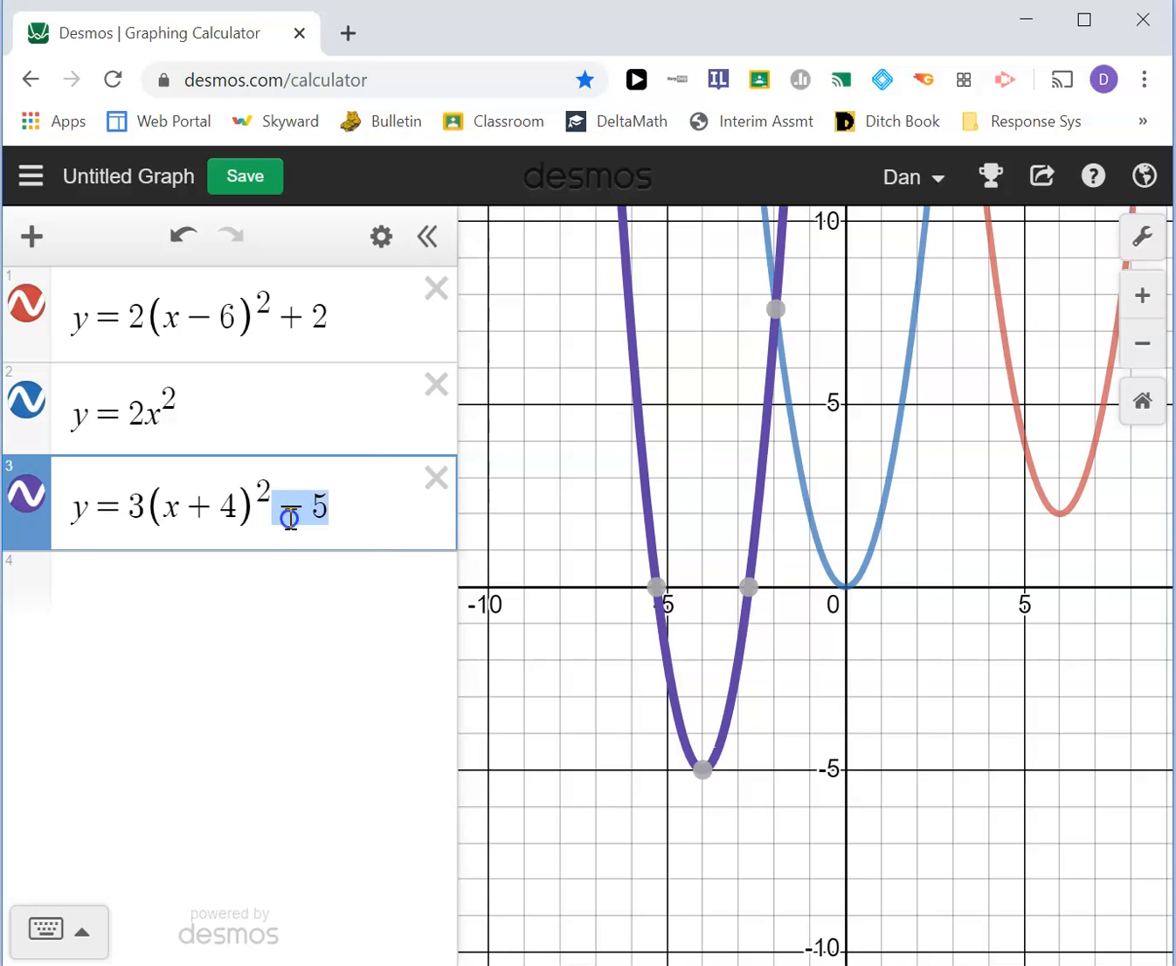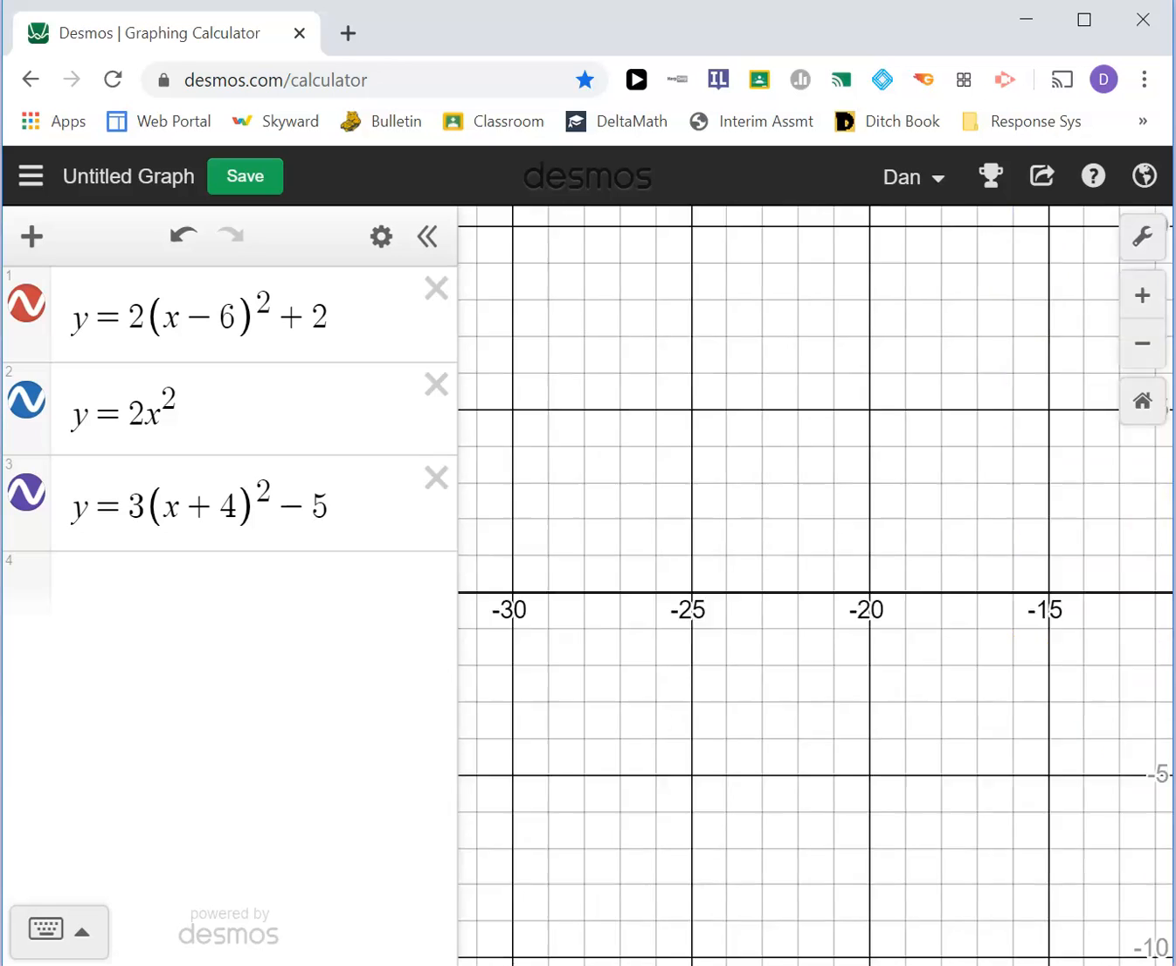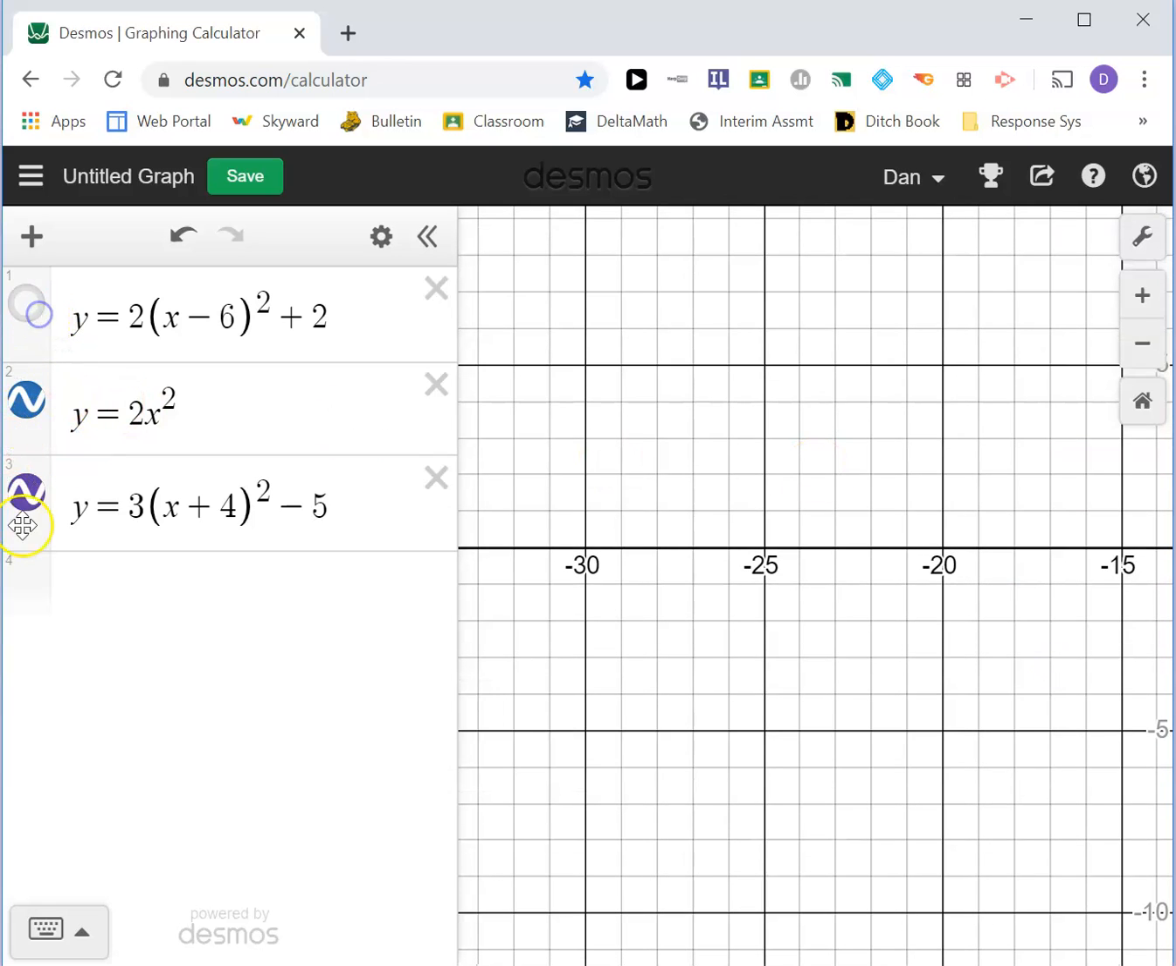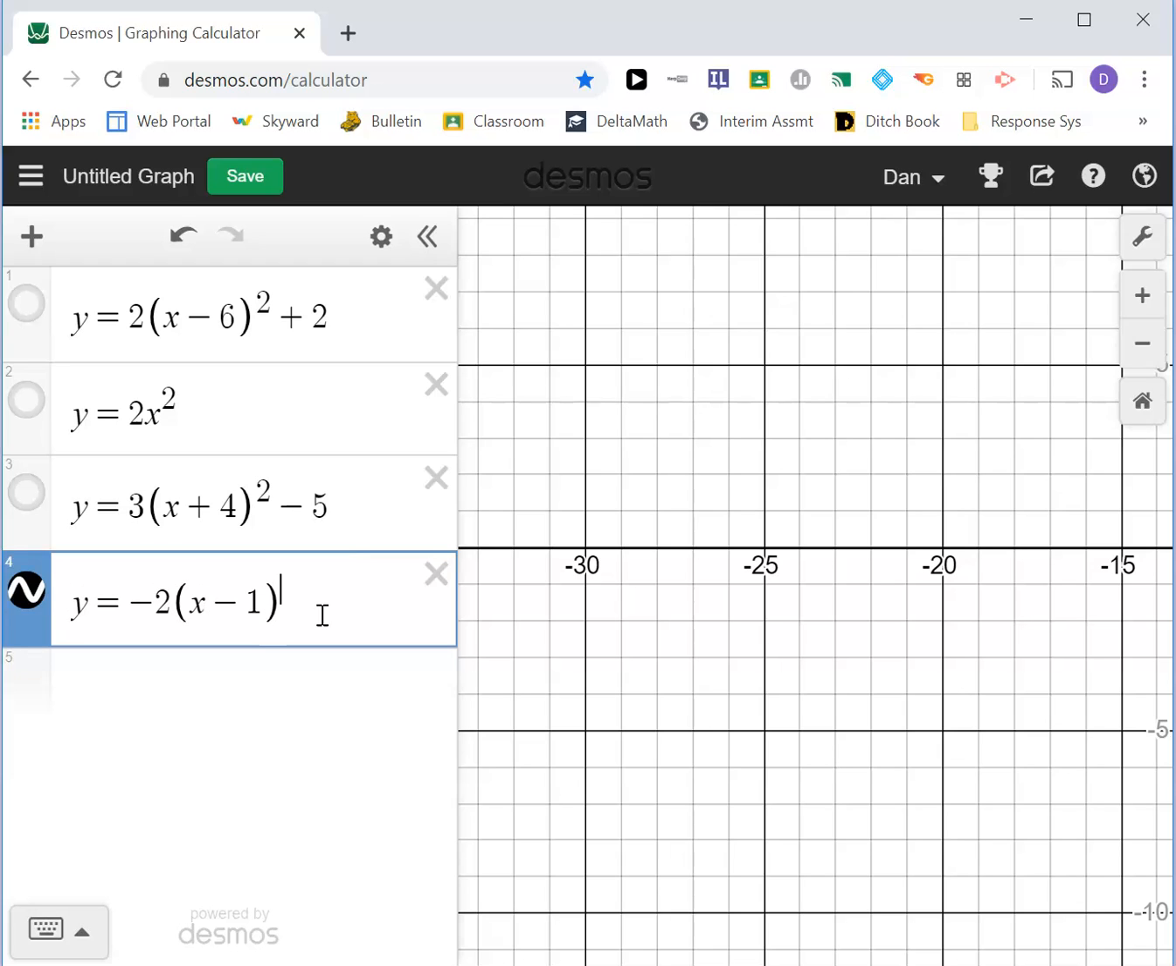And then out the back door here, this -5 means it got shifted down 5. So we're going to do an exercise like that again. Let me just turn these off here so they're not distracting to you. And then we'll type in another one. y equals -2(x - 1)^2 + 6. Okay, so what do you think happened with this parabola?